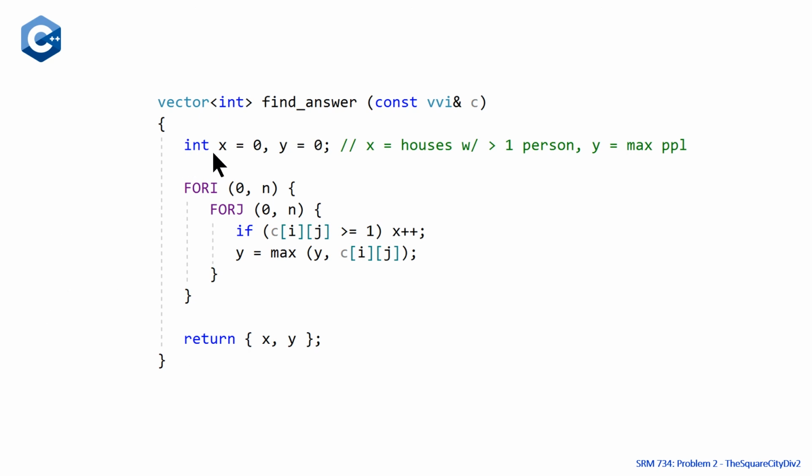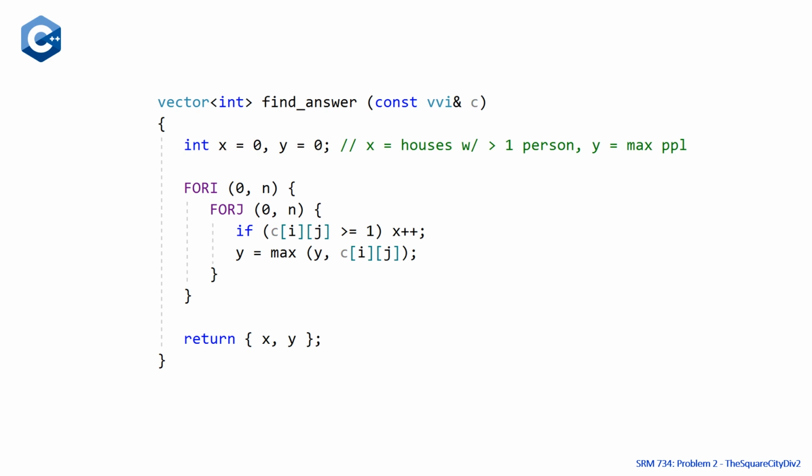So here we're just initializing x and y. This is the A and B that the question asks for. So x is the number of houses with at least one person in it, and y is the maximal number of people that are sharing one house. And so we're just once again doing a nested for loop, and we're checking if the number of people in the house is greater than 1, do a post increment on x, and we're constantly resetting y if the number of people in our grid C happens to be bigger than our maximum. And at the end, we're just returning x and y using an initializer list.